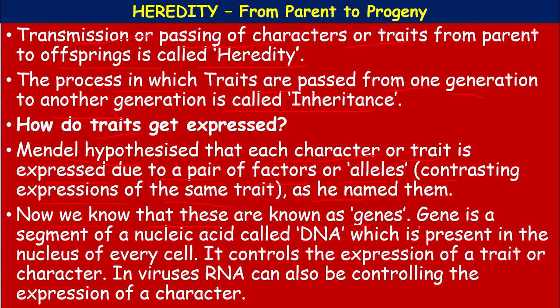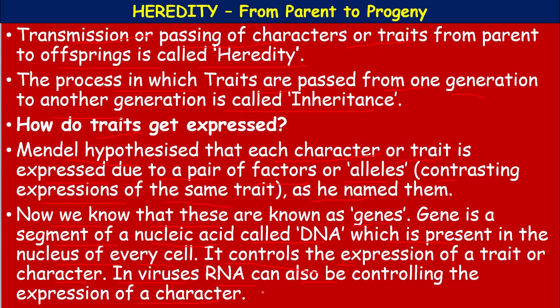What is a gene? A gene is a segment of a nucleic acid called DNA, deoxyribonucleic acid, which is present in the nucleus of every cell. It controls the expression of a trait or character. In viruses, RNA can also control the expression of characters. RNA virus, DNA virus, like that.